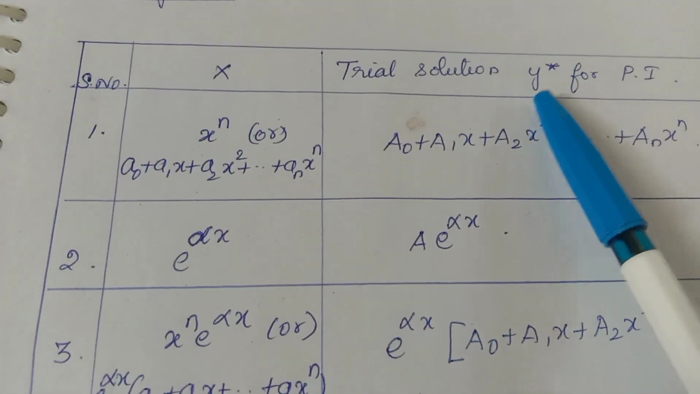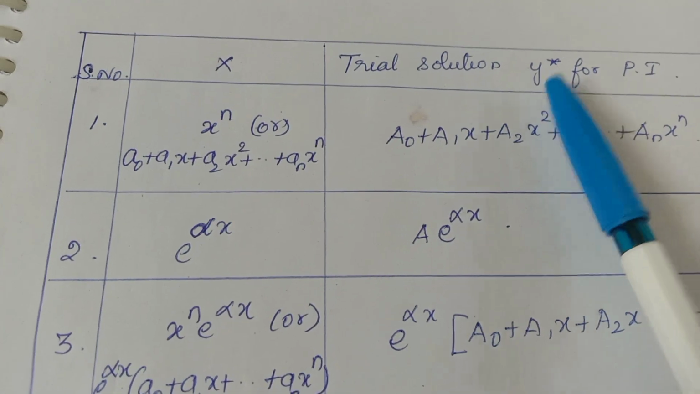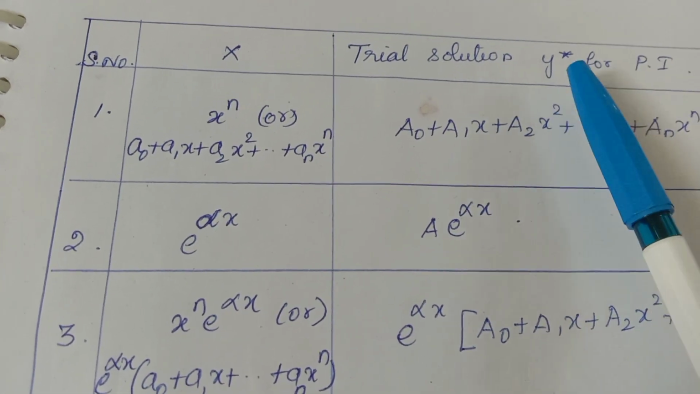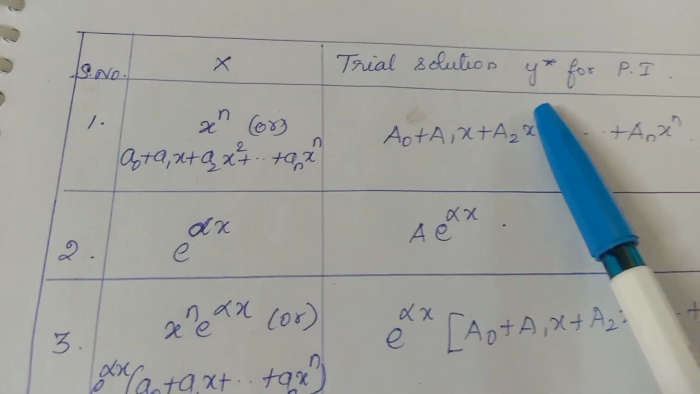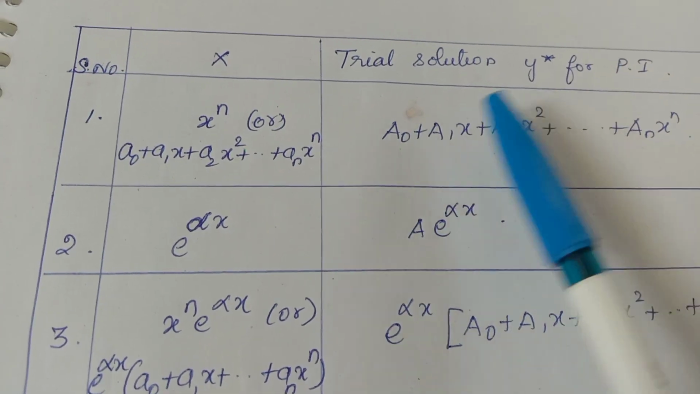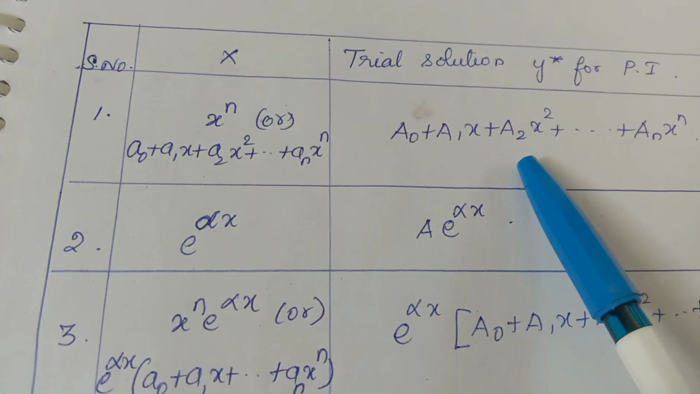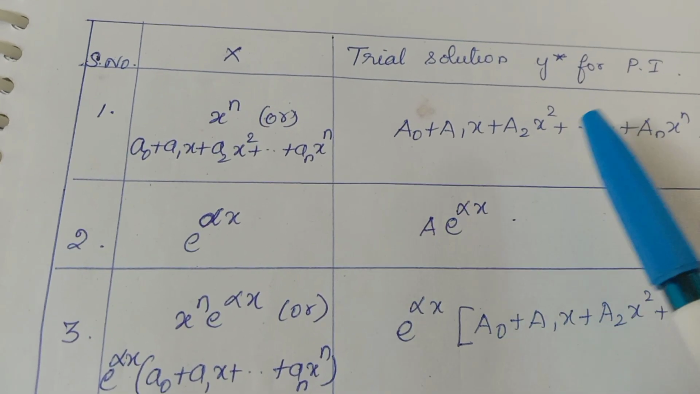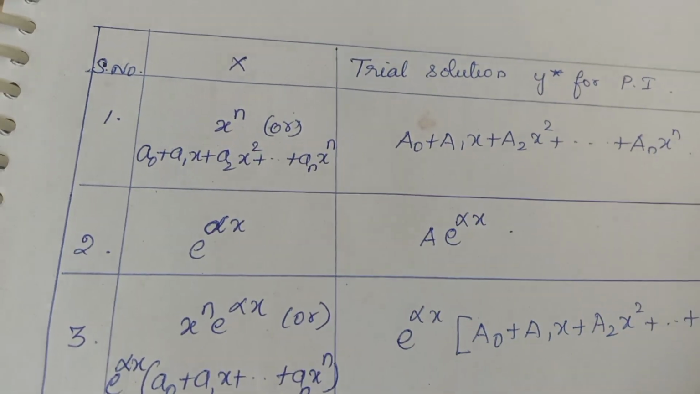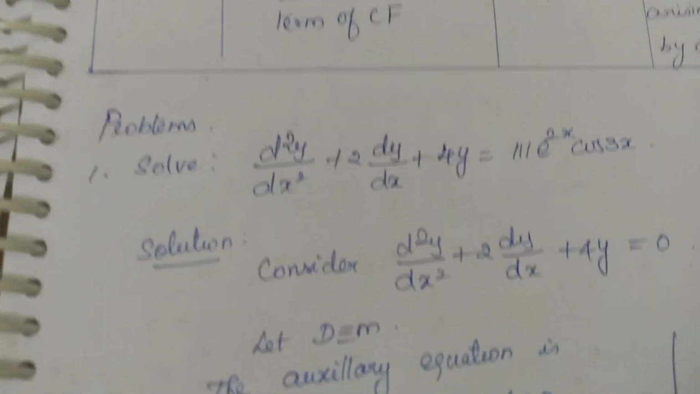So once you assume the trial solution y star here, you find its derivatives. Find the derivatives and substitute them in the given differential equation so that we can find the constants a0, a1, a2. Now we can find their values and we can write the general solution. So we will see a problem based on this one.